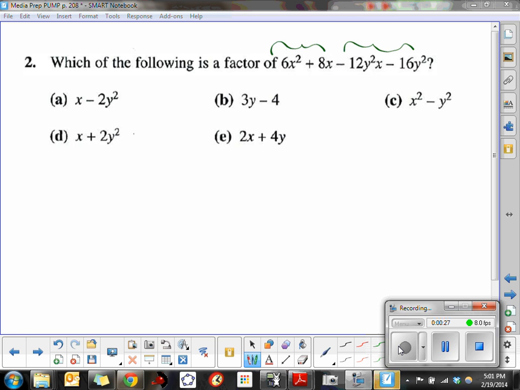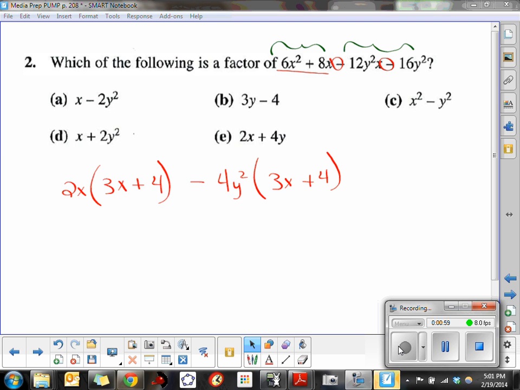So I'm going to take this first one, and we can take a 6x squared and 8x, and we can factor out a 2x. If we factor out a 2x, then we're left with a 3x plus 4. And the second one, since each of these are negative, I'm going to factor out a negative, and 4 goes into 12 and 16. It's a greatest common factor, and we can also factor out a y squared. If we factor out a negative, it's going to become a positive 3x, and then another positive 4.